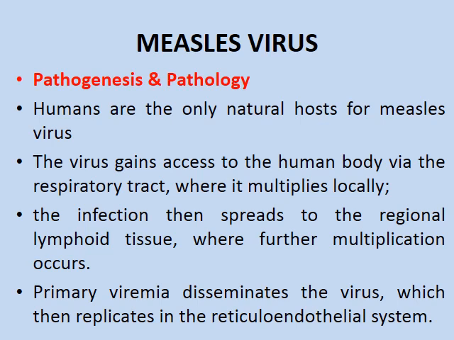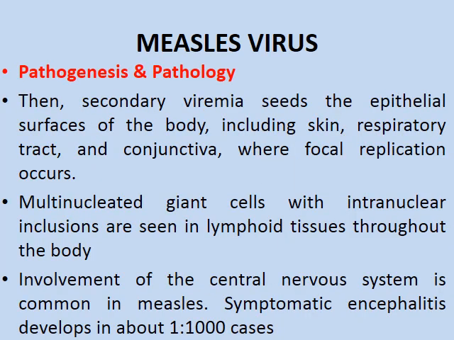What is the reticuloendothelial system? It is the spleen, liver, and other lymph nodes in the body. This is primary viremia. Till now, there are no symptoms of the disease. Then secondary viremia seeds the epithelial surfaces of the body, including skin, respiratory tract, and conjunctiva, where focal replication occurs. The virus can be isolated from these sites: skin, conjunctiva, and upper respiratory tract. This is after secondary viremia.